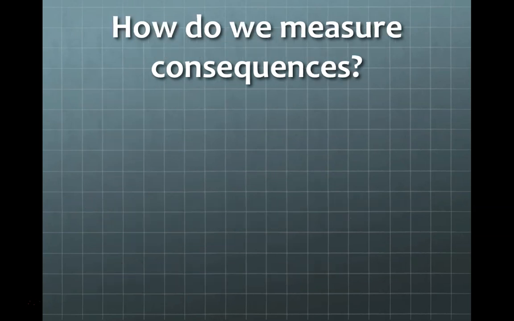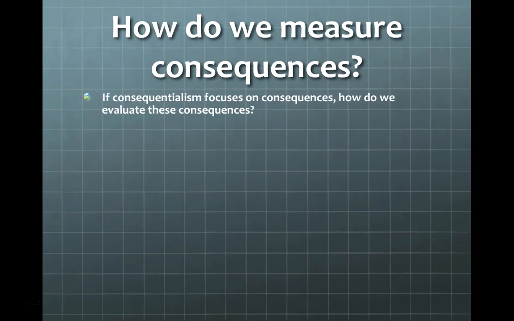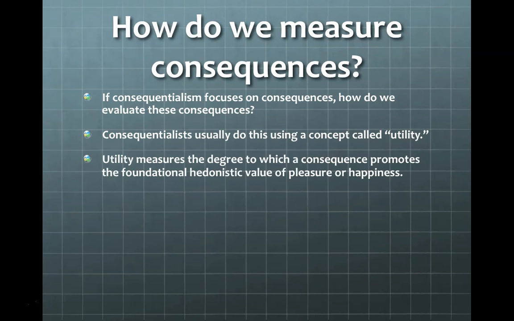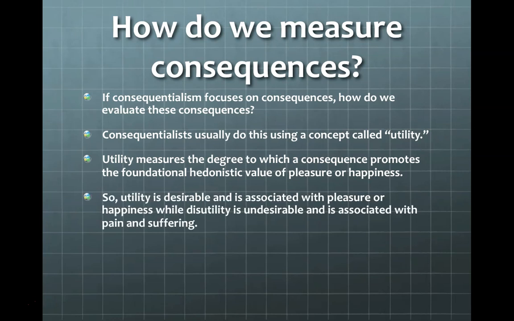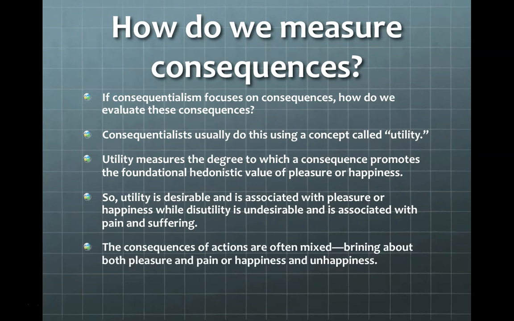Now, we might wonder how we measure consequences. If consequentialism focuses on consequences, how could we evaluate these consequences? Consequentialists usually do this using a concept called utility. Utility measures the degree to which consequences promote the foundational hedonistic values of pleasure or happiness. So, utility is desirable and is associated with pleasure or happiness, while disutility is undesirable and is associated with pain and suffering.